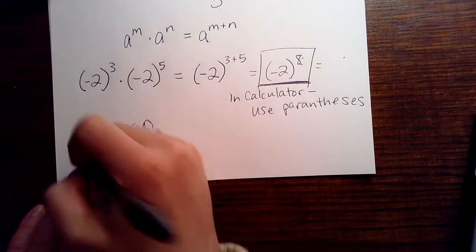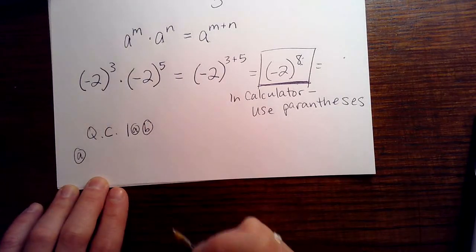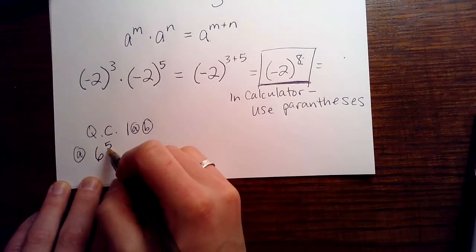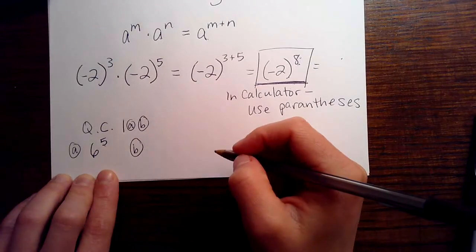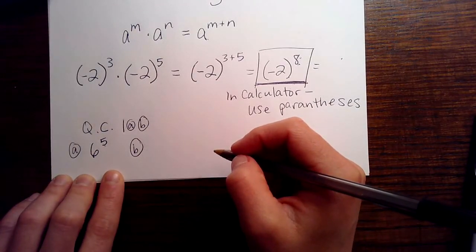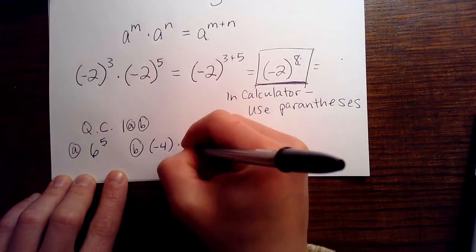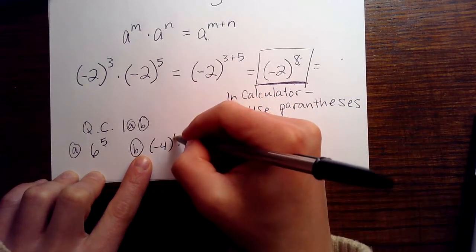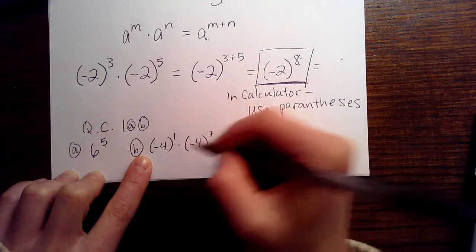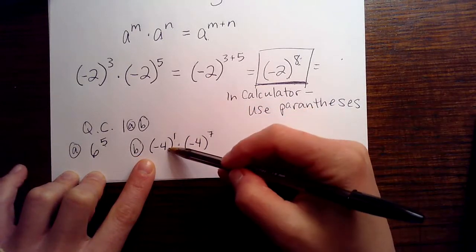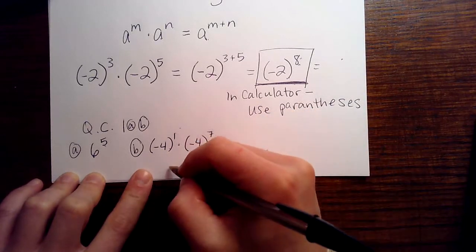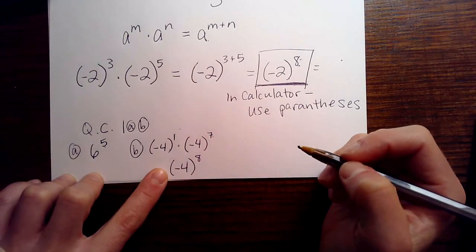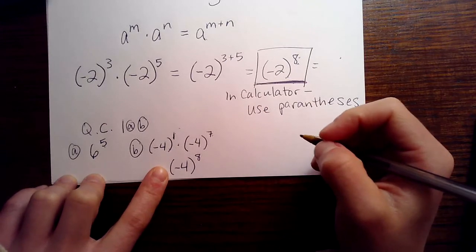Alrighty, you should have paused and tried those. Our answers here: for part A, 6 to the 2nd times 6 to the 3rd, we add 2 plus 3, so it's 6 to the 5th power. And B, -4 times -4 to the 7th. Well, there's no exponent on that first one. So what exponent could we put here? We can use a placeholder of 1 when there is no exponent. It's just itself once. So when I add 1 plus 7, I get -4 to the 8th power. So when we don't see an exponent, we can use that placeholder of 1.